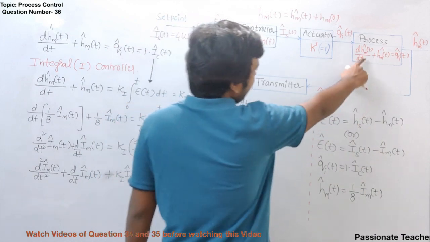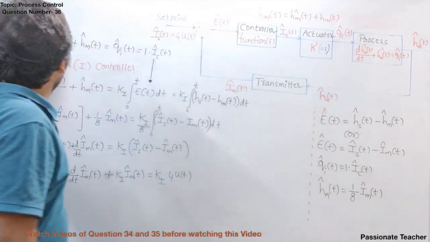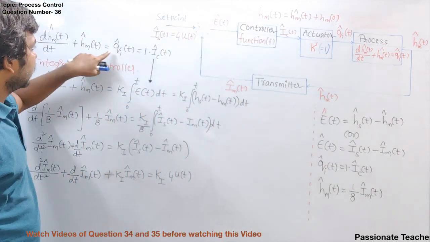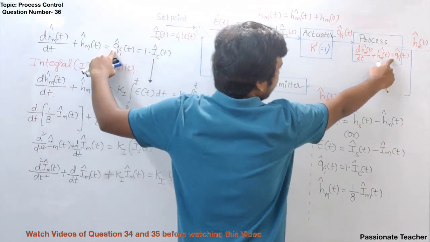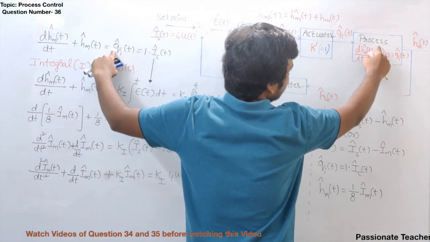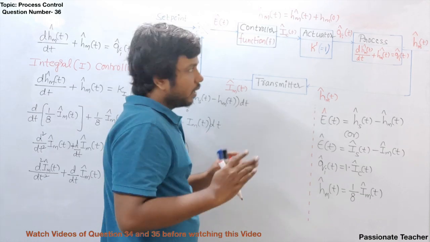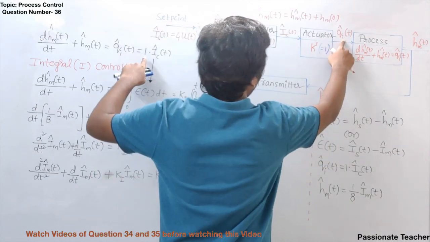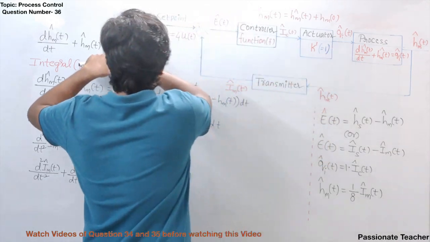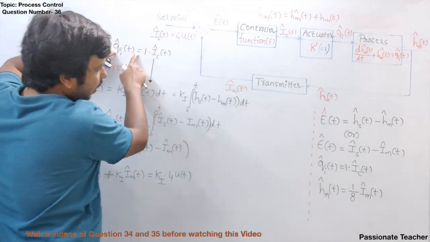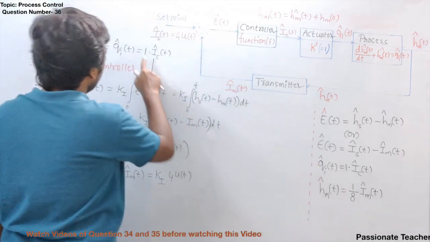If you take the process dynamics here, that is dHM cap of t by dt plus HM cap of t is equal to QI of t. This is the first order equation of the liquid level inside the tank, and wherever QI of t is there, it can be written as 1 into IC of t, this equation, right?